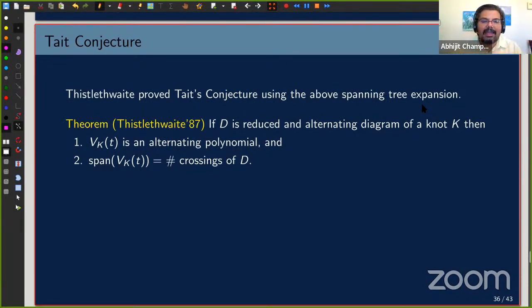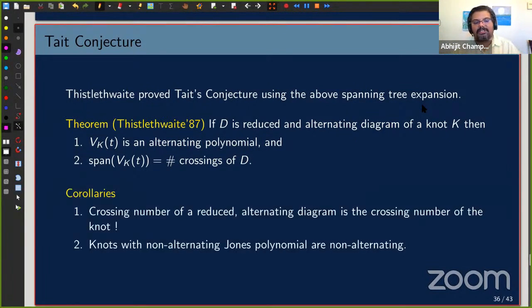alternating polynomial, and the span of the Jones polynomial is the number of crossings, which immediately gives us the Tait conjecture, because now for any reduced alternating diagram, they have the same number of crossings, and you cannot get any lower because it's coming from an invariant of a knot called the Jones polynomial. So the span of the Jones polynomial, which is an invariant of a knot, is now equal to a diagrammatic quantity. So that diagrammatic quantity is an invariant.